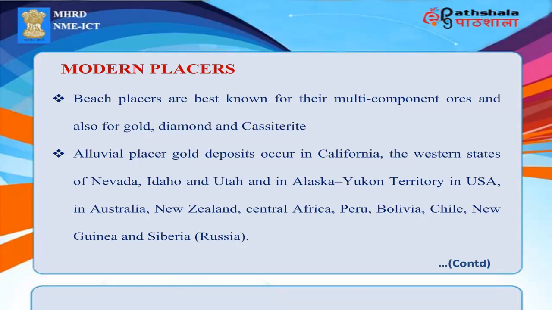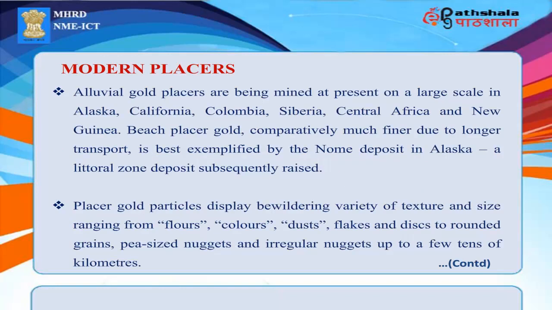Alluvial placer gold deposits occur in California, the western states of Nevada, Idaho, and Utah, and in Alaska and Yukon Territory in USA, in Australia, New Zealand, Central Africa, Peru, Bolivia, Chile, New Guinea, and Siberia. Alluvial gold placers are being mined at present on a large scale in Alaska, California, Colombia, Siberia, Central Africa, and New Guinea. Beach placer gold, comparatively much finer due to longer transport, is best exemplified by the Nome deposit in Alaska, a littoral zone deposit subsequently raised.